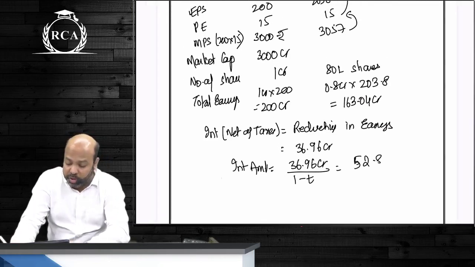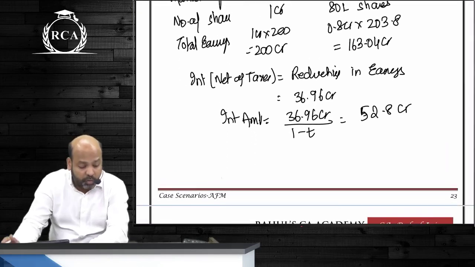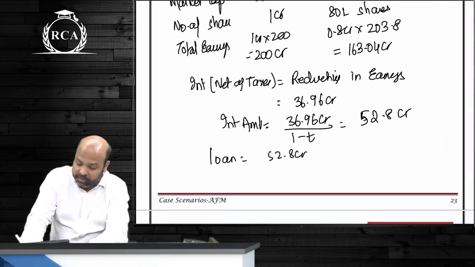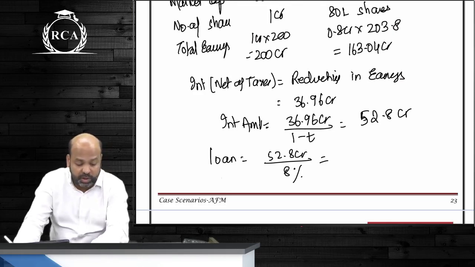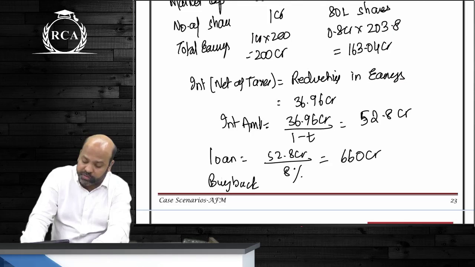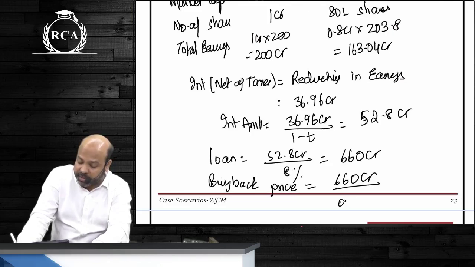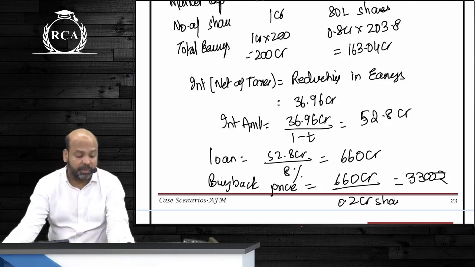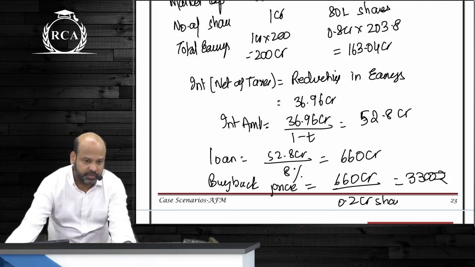Your interest amount beta will be 5280 lakhs. What will be your loan amount guys? 52.8 crores divided by 8% interest rate, 660 crores. What will be your buyback price? Are we not buying 0.2 crore shares? Buyback amount that will be 660 crores. What I'm paying divided by 0.2 crore shares, 3,300 rupees. What is the premium that you are paying? 300 rupees. Premium in percentage? 10%.